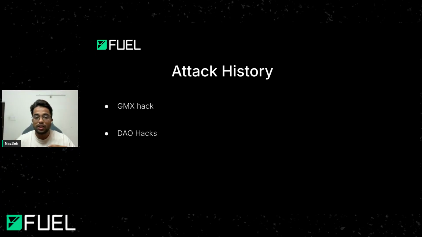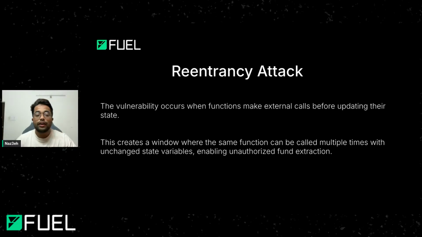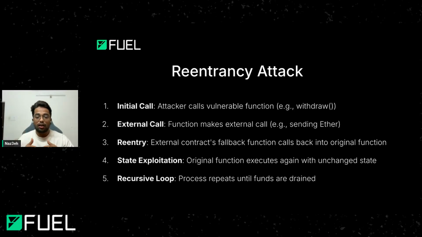So let's first see what a reentrancy attack is. Reentrancy is a vulnerability that occurs when a function makes external calls before updating the state. This creates a window for the same function to get called again multiple times without the update of the state. What that leads to is the drainage of funds from the entire contract. So let's get into how the whole attack looks and what the flow is.